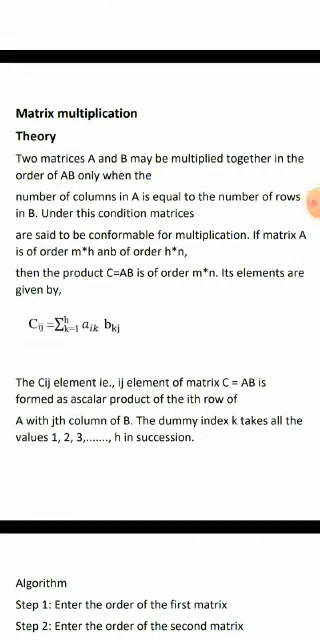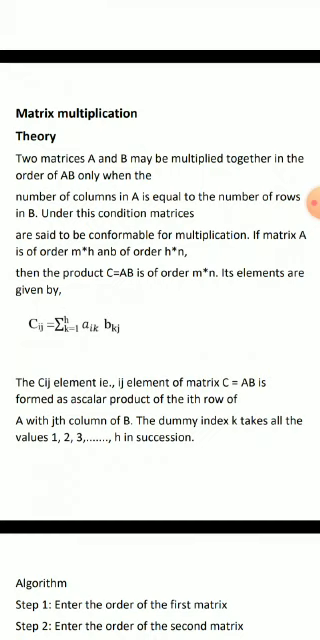The two matrices A and B may be multiplied together in the order of A, B only when the number of columns in A is equal to the number of rows in B. Under this condition, matrices are said to be conformable for multiplication.